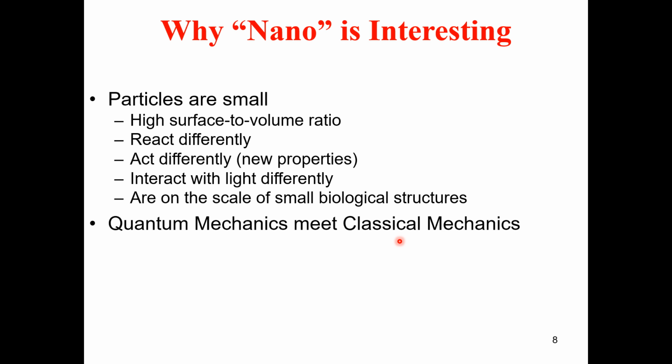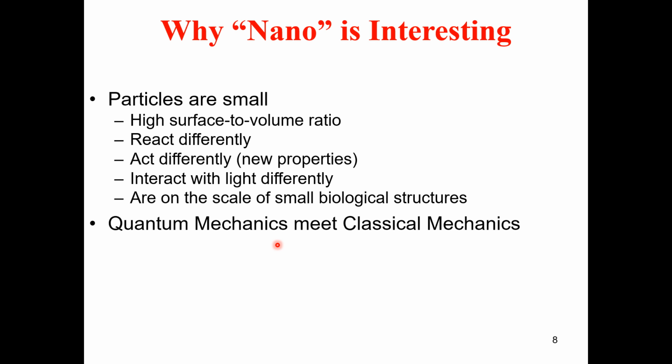Just like in modern physics or quantum mechanics, we have the Bohr correspondence principle. That is, we say that under certain limits, classical mechanics or classical physics meets quantum physics or quantum mechanics. So nano is interesting because quantum mechanics meets classical mechanics. I mean, under some conditions, the classical behavior of the material meets with the quantum behavior. This is a very good example of the Bohr correspondence principle.